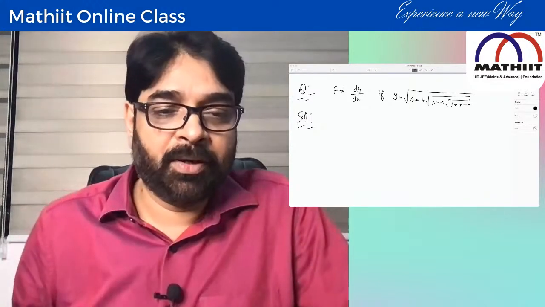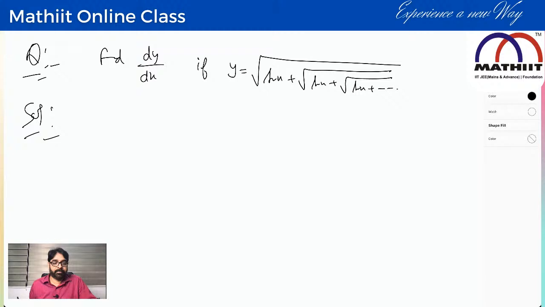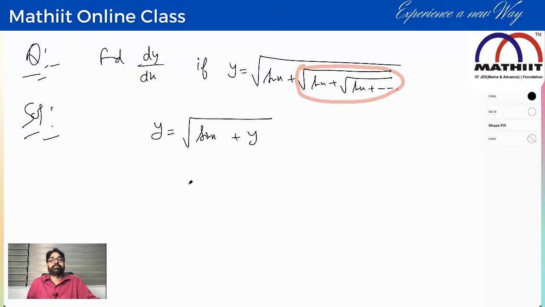Okay, one person got it. So here, what do you say? y equals, now this total I can say simply y. So y equals root of sine x plus y. Correct? So now I want dy by dx. So square both sides, you will get y square equals sine x plus y.